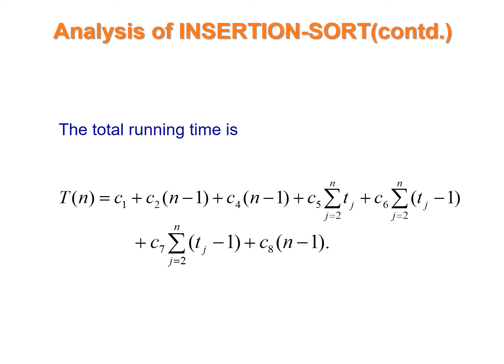The total running time is T of n equals C1 n plus C2 times n minus 1 plus C4 times n minus 1 plus C5 times the summation of t j from j equals 2 to n plus C6 times the summation of t j minus 1 plus C7 times the summation of t j minus 1 plus C8 times n minus 1. This is the total running time.